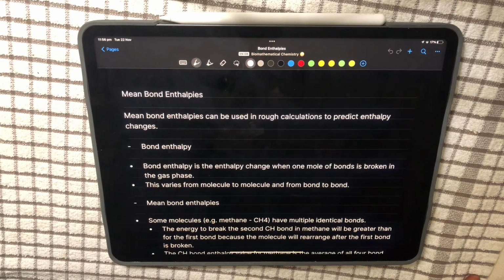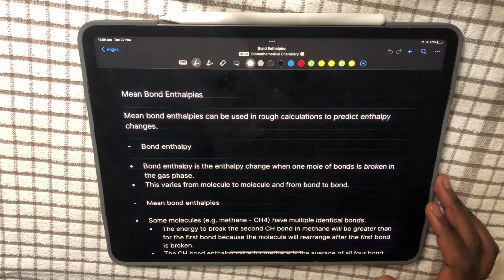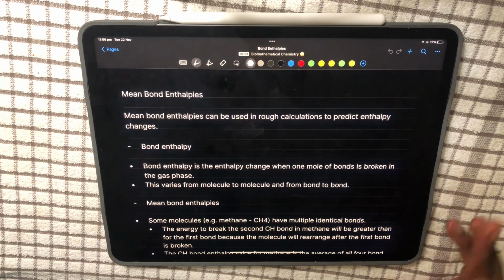Today I'm going to be doing a video on bond enthalpies. Let's get straight into it. So, mean bond enthalpies. Mean bond enthalpies can be used in rough calculations to predict enthalpy changes. So this is coming off the video of the Hess cycle. So these kind of coincide.